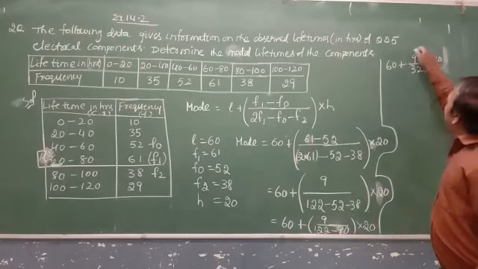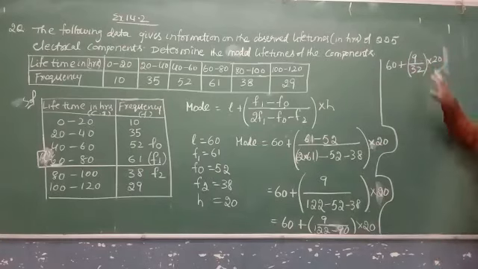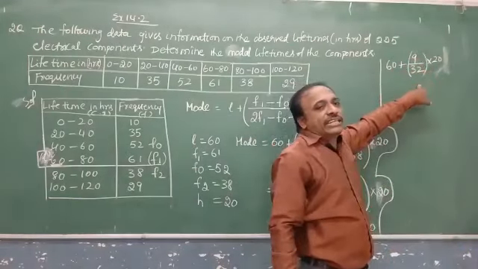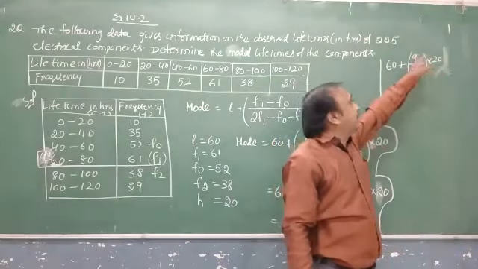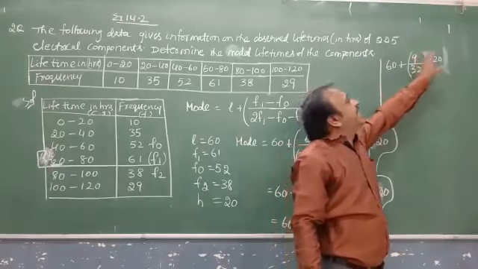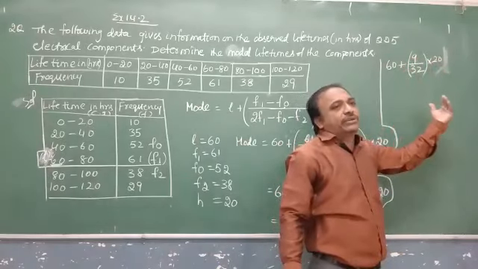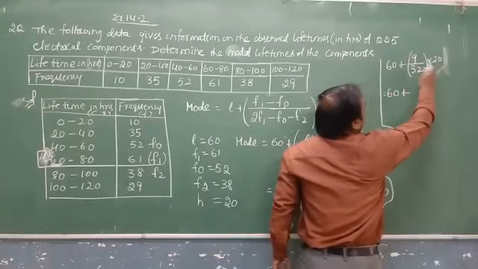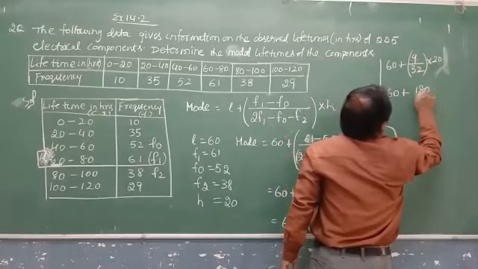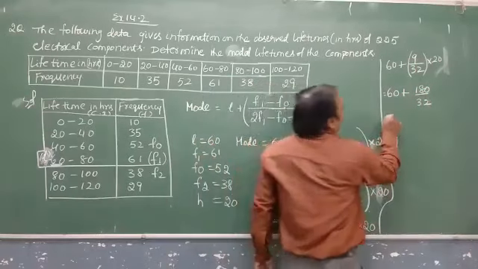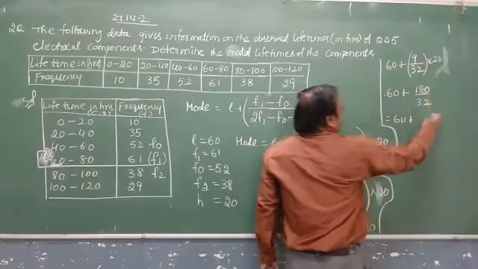So into 20. Directly, either you can multiply 9 into 20 or you can first simplify 9 by 32 in decimal form. Both methods are correct. You can convert this into decimal, or else multiply 9 into 20 and finally simplify into decimal. So next step, 60 plus 9 into 20, 9 twenties are 180, by 32. So this will be easy for us to simplify. 60 plus 180 divided by 32.